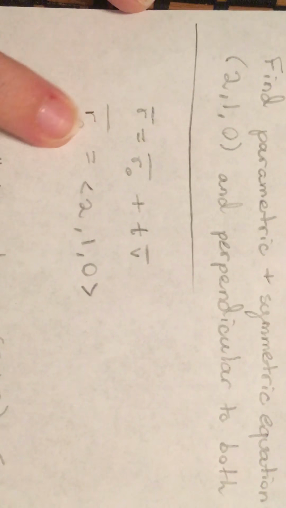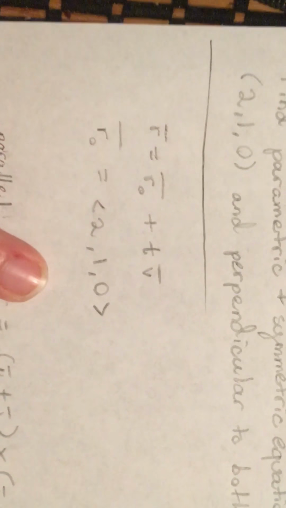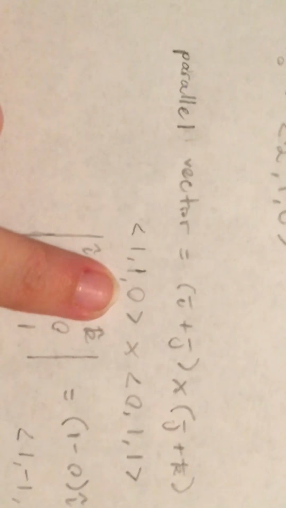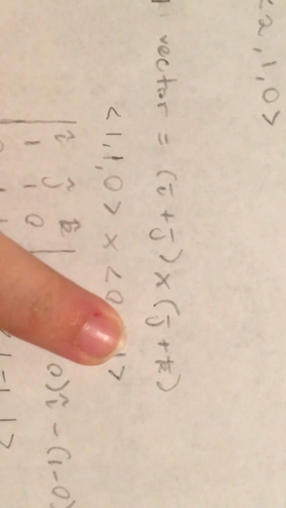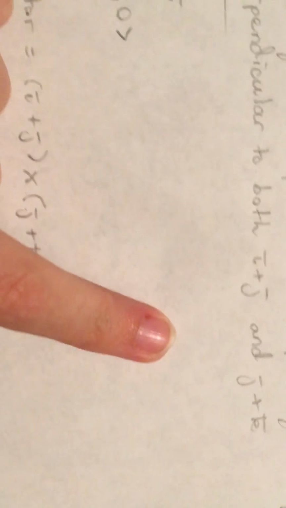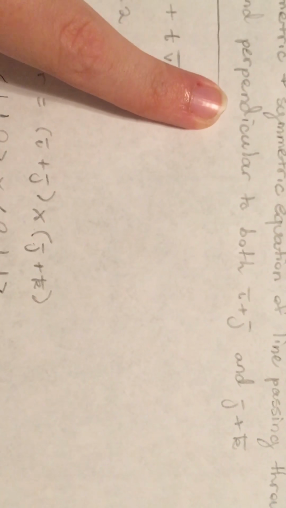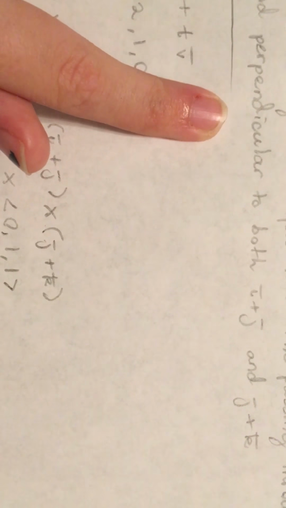And they give us the position vector r naught as that point, which is (2, 1, 0). So our parallel vector is going to be equal to the cross product of i + j and j + k, which are the vectors they give us because they tell us that both of these are perpendicular to the line we're trying to find.